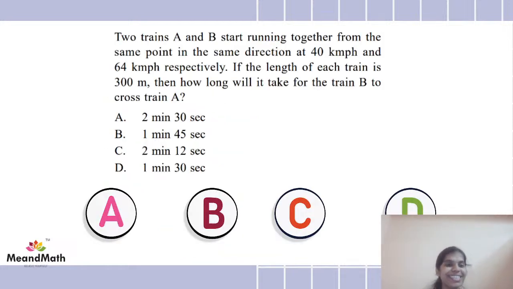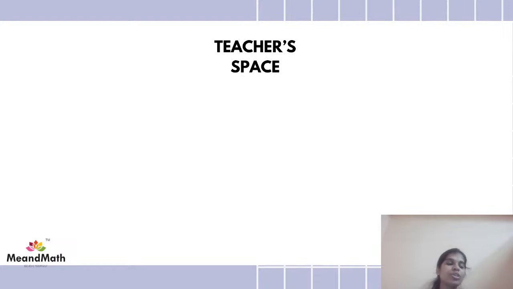Now, again the train question. Two trains A and B start running together from the same point in the same direction at 40 km per hour and 64 km per hour. If the length of each train is 300 meters, how long will it take for train B to cross train A? They were starting from the same point and moving in the same direction, so their relative speed will be subtracted, right?